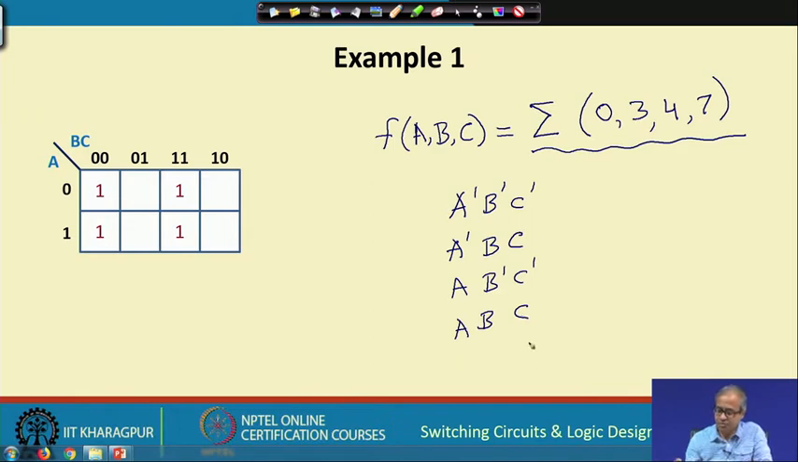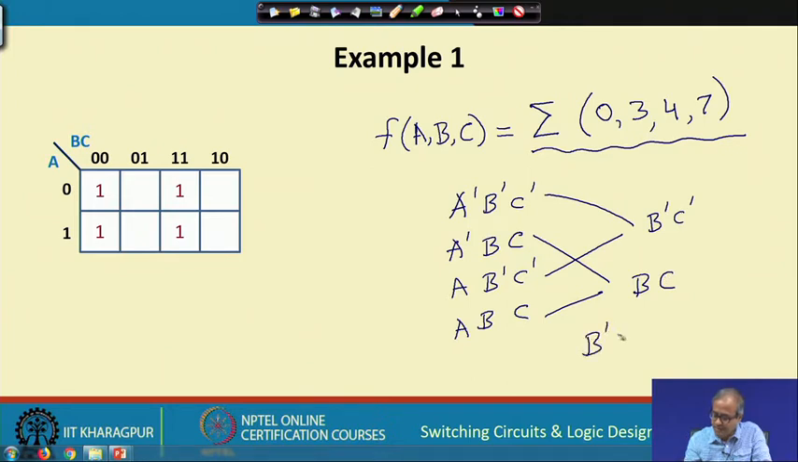Now, if you use normal algebraic methods, you can see that in the first and the third, b bar c bar is common. If you take it common, you get a bar plus a, which is equal to 1. So, you get only b bar c bar. Similarly, if you combine the second and fourth, b c is common and a bar goes, you get b c. So, the minimized form according to the algebraic technique will be b bar c bar or b c. Let us verify how you can get the same thing from the Karnaugh map.